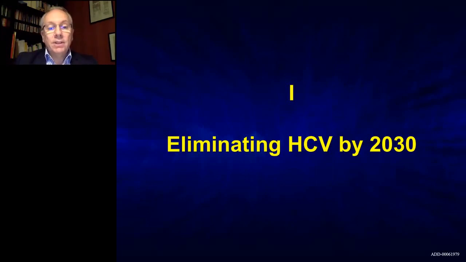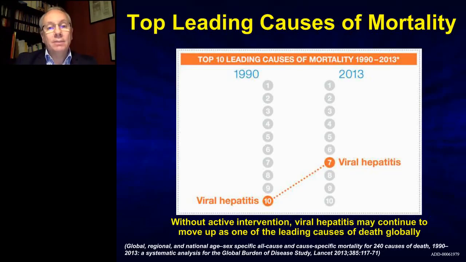Hepatitis C virus infection belongs to the top 10 leading causes of mortality. It was ranked the 10th most important cause of mortality in 1990 and went up to the 7th cause of mortality in 2013, showing that without active intervention, viral hepatitis may continue to move up as one of the leading causes of death globally.